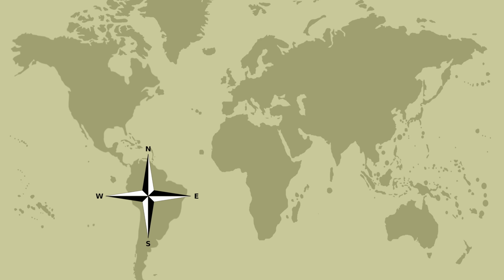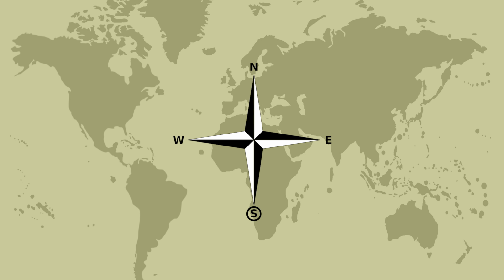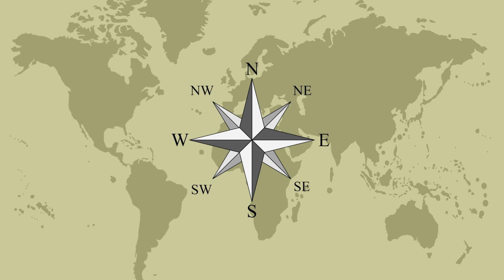A compass rose is a small picture you'll find on most maps. It shows directions: north, south, east, and west. Sometimes it also shows the smaller directions like northeast, northwest, southeast, and southwest. When you look at the map, a compass rose can help you to know which way to go.